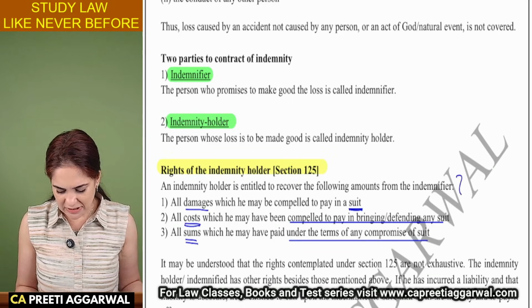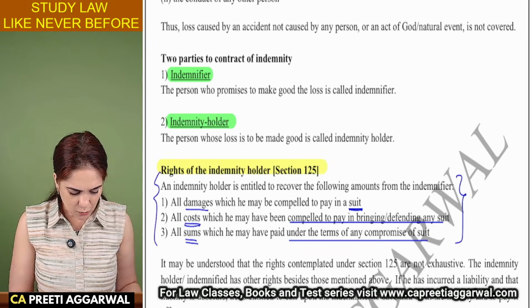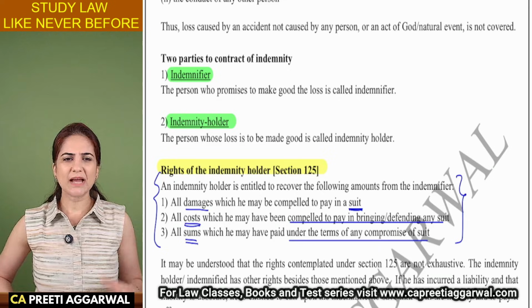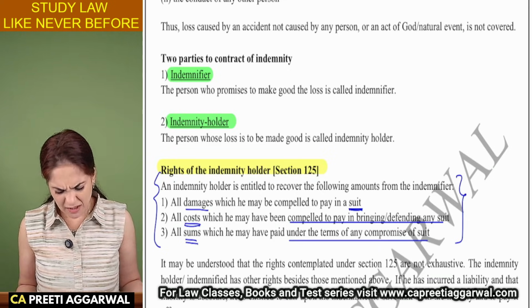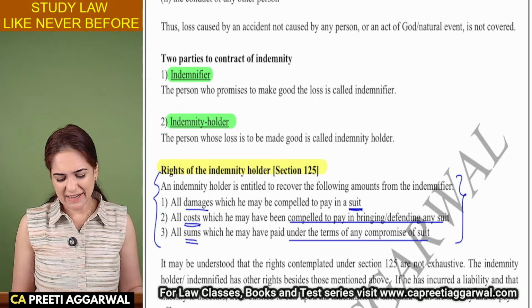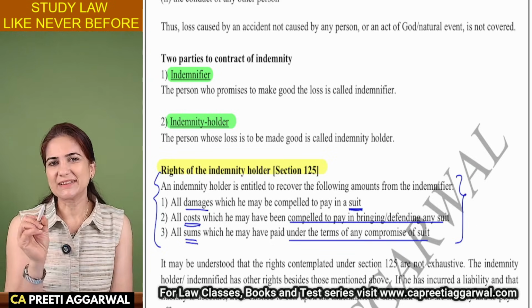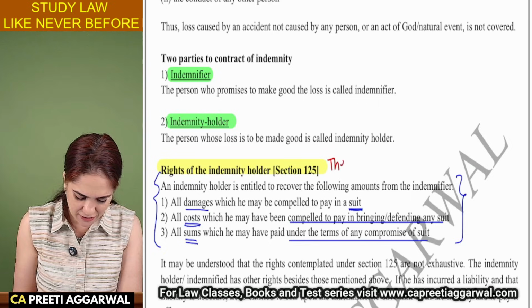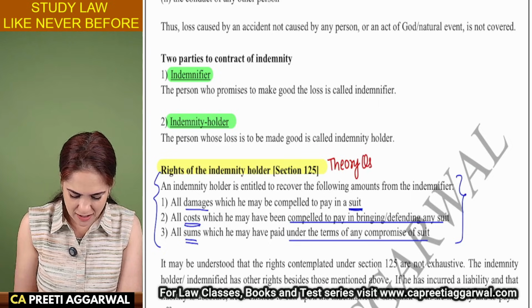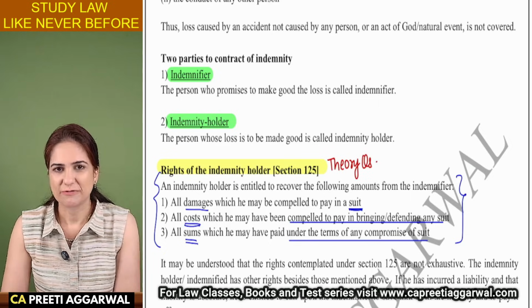So yes, even this is very narrow in its scope. But law says that the damages under section 125 are not exhaustive. The indemnity holder can claim damages other than these also. What kind of question is asked generally? A theory question is asked on section 125.